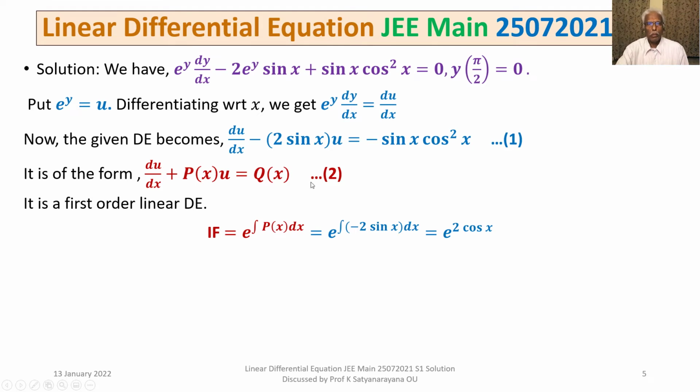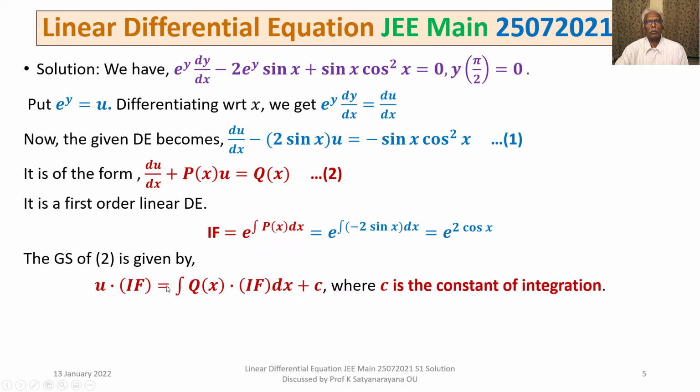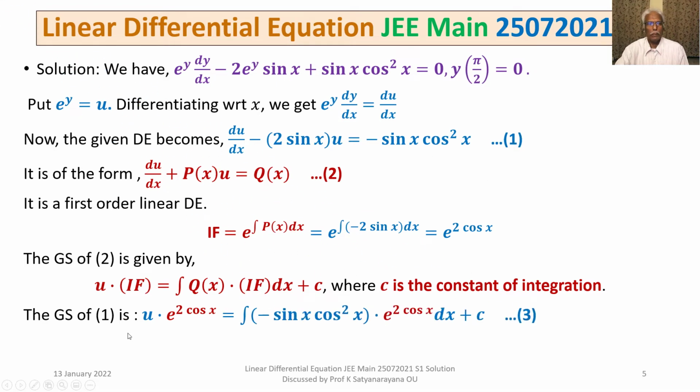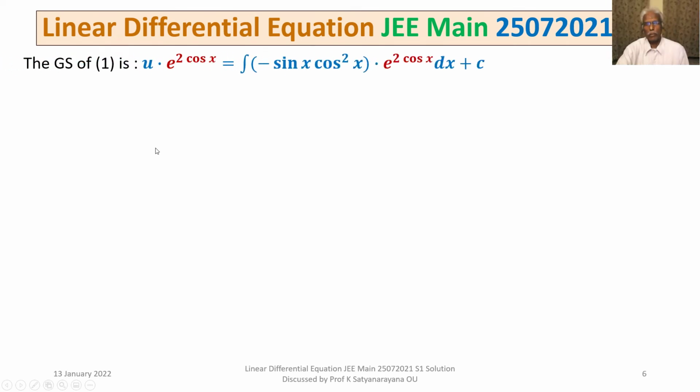Now the general solution of this general equation 2 is given by u into integrating factor is equal to the right hand side q of x, integral q of x into integrating factor with respect to x plus c, where c is the constant of integration. Now the general solution of this equation 1 is u into integrating factor e power 2 cos x is equal to integral the right hand side minus sin x cos square x into integrating factor e power 2 cos x with respect to x plus c. We continue. That is the general solution which is brought forward here.